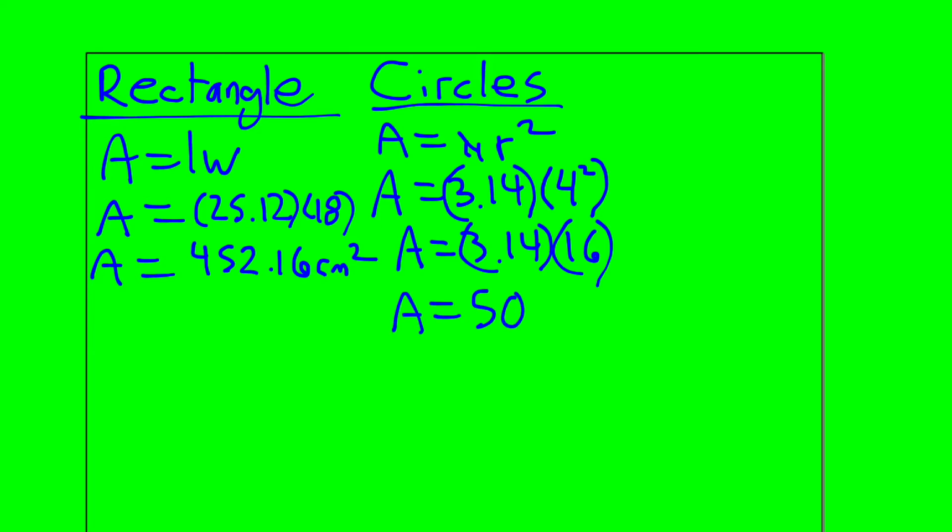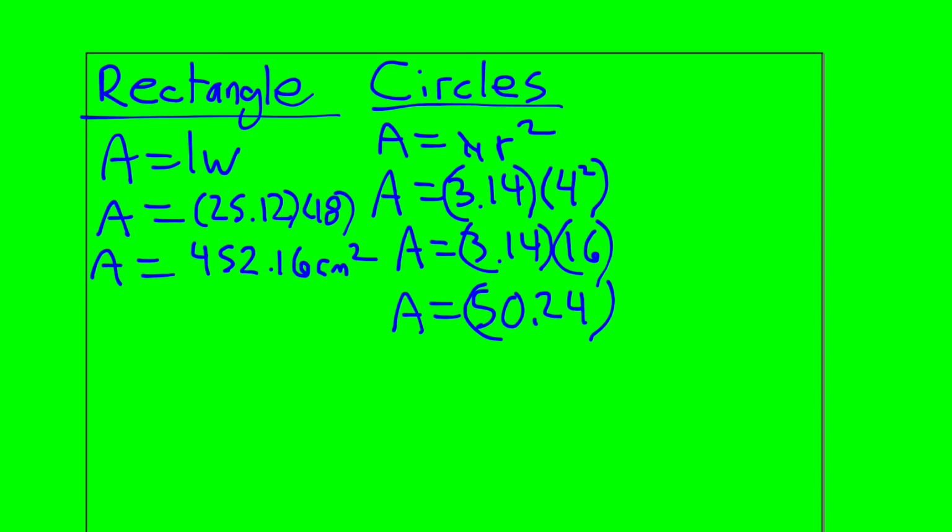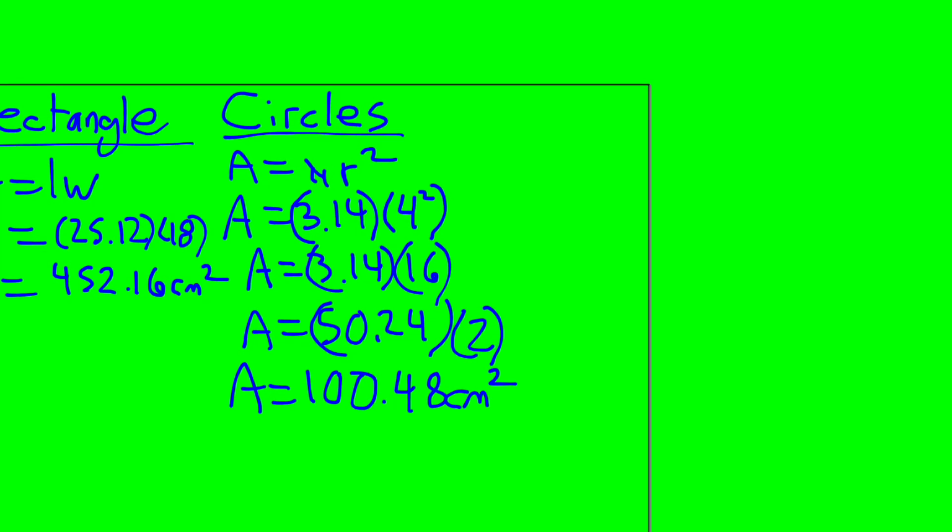However, that's only one of the circles, right? And there are two circles on this cylinder, there and there. So we need to double that. And when you double that, you get that the area is 100.48 centimeters squared. So I've got my rectangular part, I've got my circle part, and now just the total.